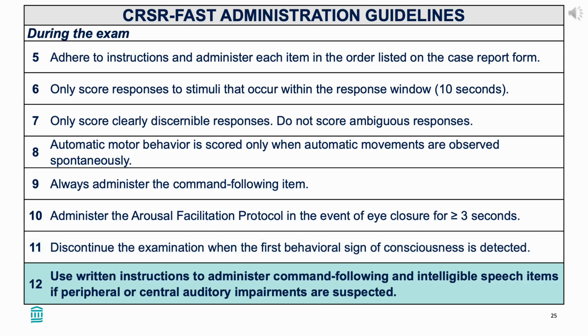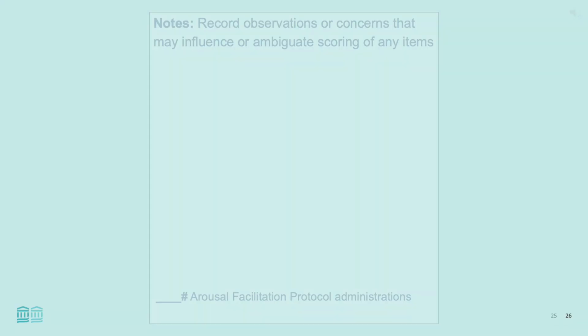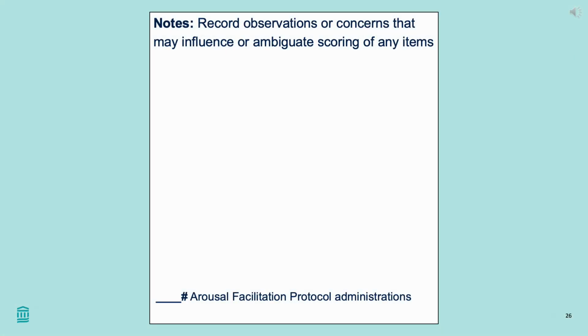The examiner can re-administer the command following or the intelligible speech items using written instructions if they suspect the patient has a peripheral or central auditory impairment. During the assessment, the examiner may write notes or more detailed information regarding the observations or concerns that might have influenced scoring of any of the items in this space on the record form. If the examiner administers the arousal facilitation protocol during the examination, they should also use this space to record the number of times the protocol was administered.